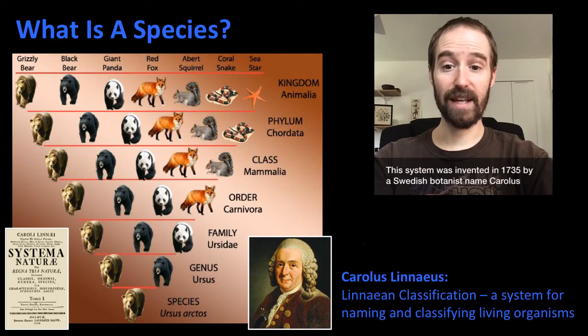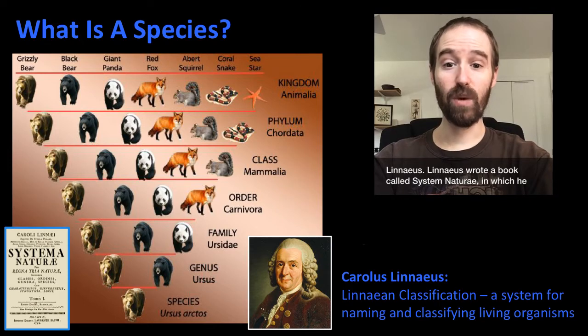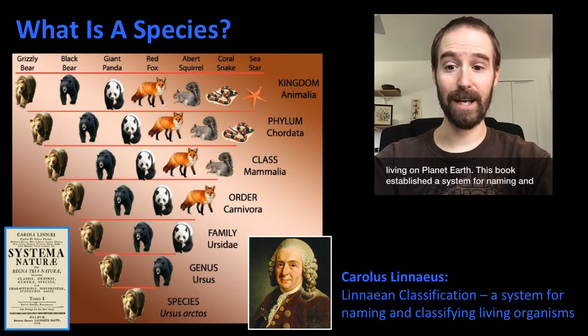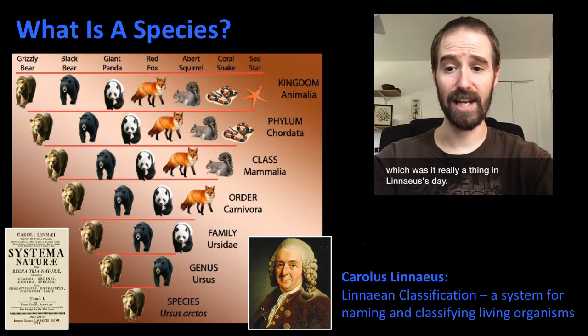This system was invented in 1735 by a Swedish botanist named Carolus Linnaeus. Linnaeus wrote a book called Systema Naturae, in which he attempted to classify all of the different kinds of plants and animals living on planet Earth. This book established a system for naming and classifying living organisms into categories that humans still use today. We've had to make some changes to his original classifications, though, to account for what we've learned about evolution, which wasn't really a thing in Linnaeus's day.